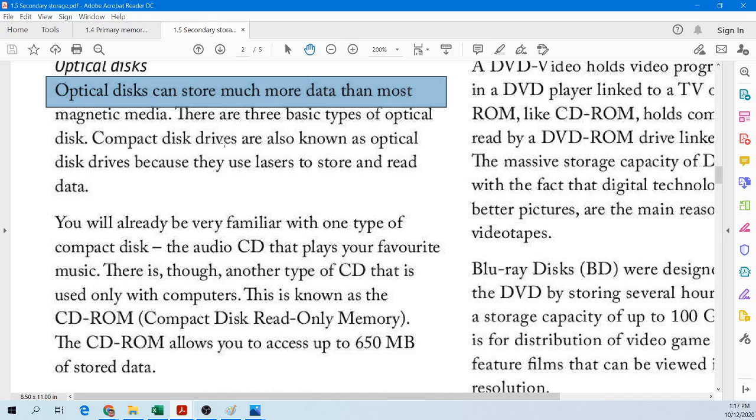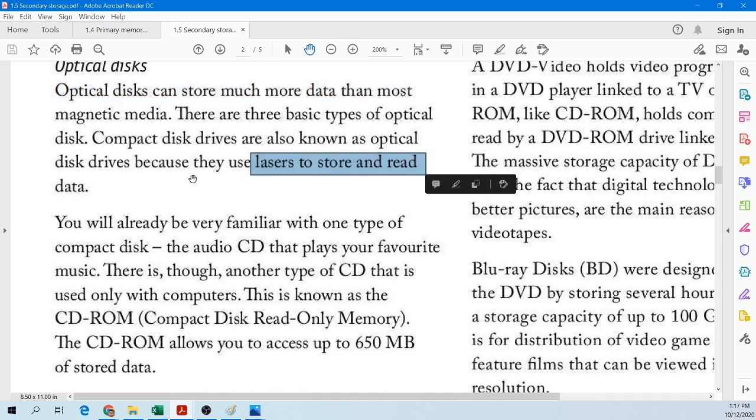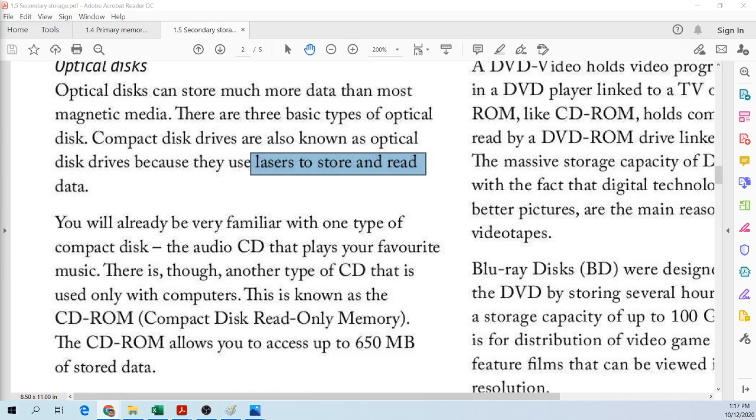Now there are 3 basic types of optical disks. So compact disks are also known as optical disks because they use lasers to store and read the data. So that's why it's called optical, because it uses light.